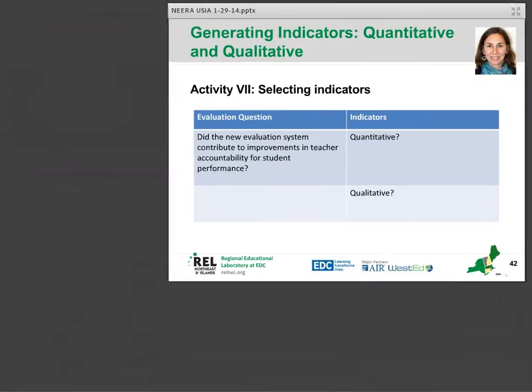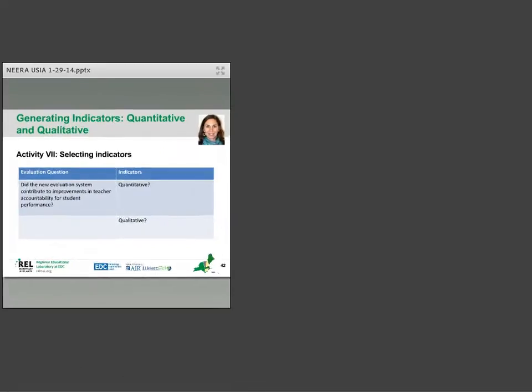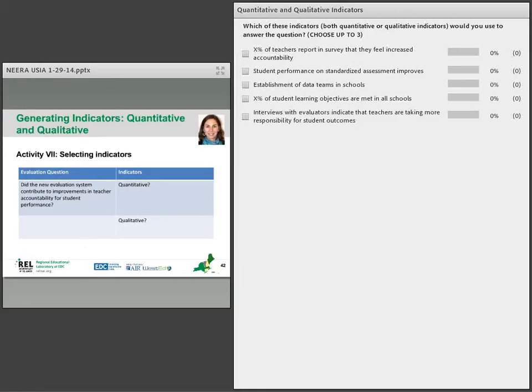So here we are going to do something a little different. We're taking you to a poll, and there's not one right answer, but we're going to ask you to think about what indicators, and the indicators we put here are both quantitative and qualitative. Which ones would you choose if you could choose only 3 indicators to measure whether or not your new evaluation system is improving teachers' accountability for student performance? So we've given you 5 examples of potential indicators.